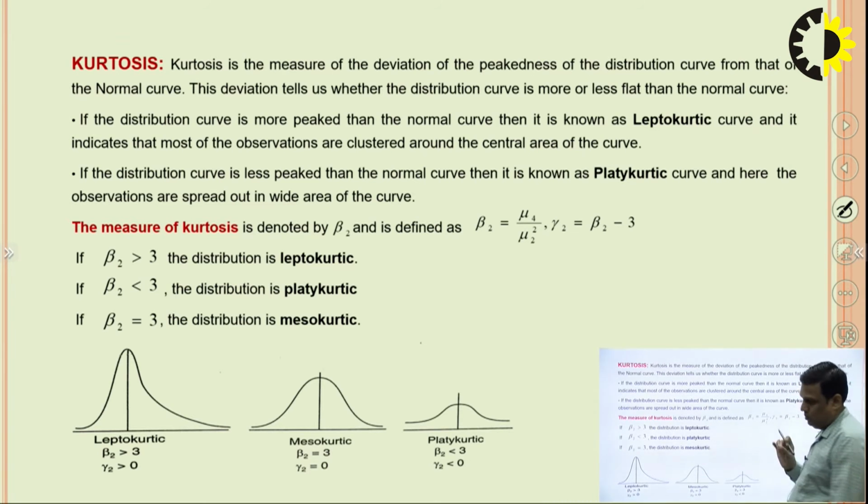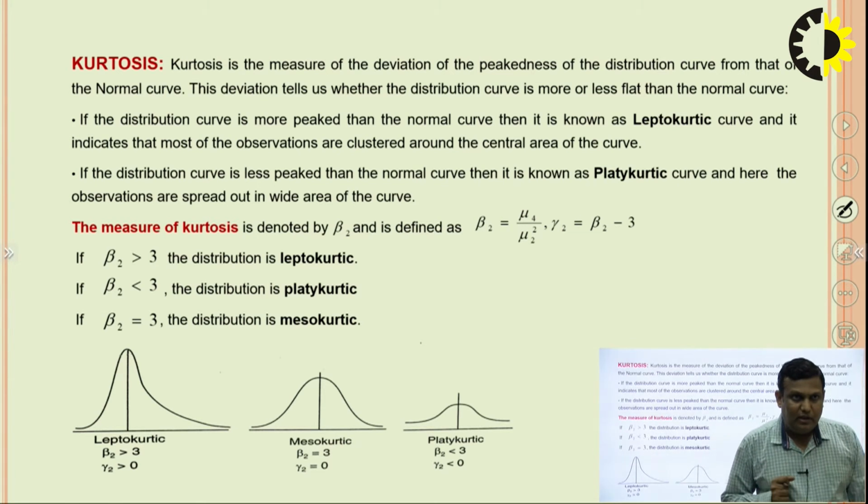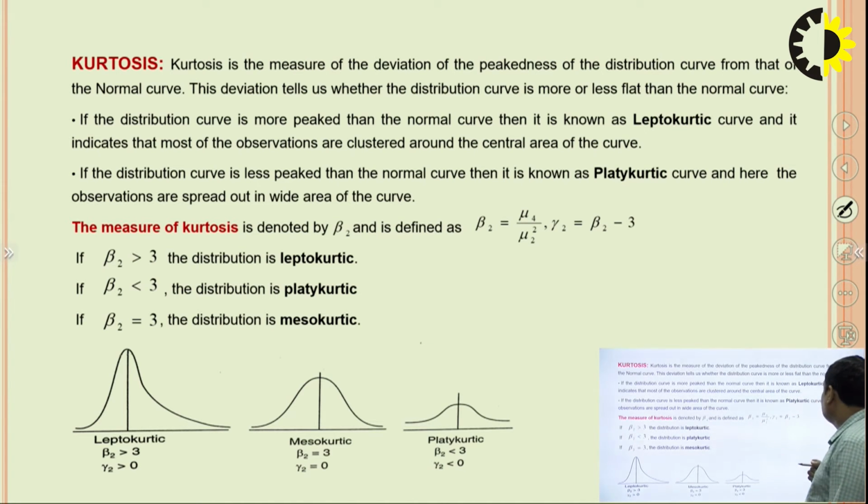Okay, now next topic, kurtosis. Kurtosis is also based on the symmetry. And what is kurtosis? Kurtosis is the measure of deviation of the peakedness of the distribution curve from that of the normal curve. Okay, peakedness of the curve.